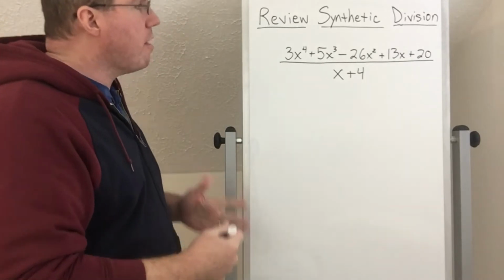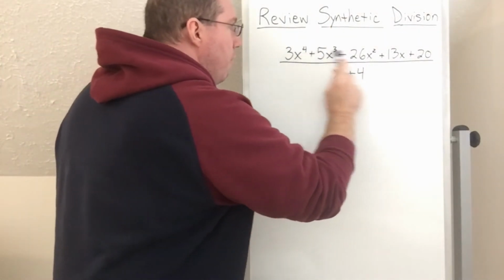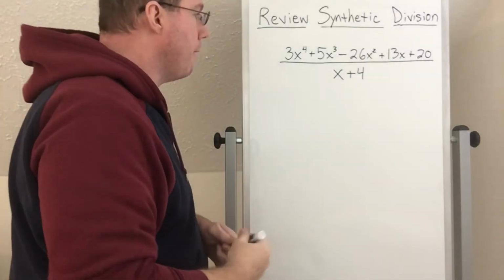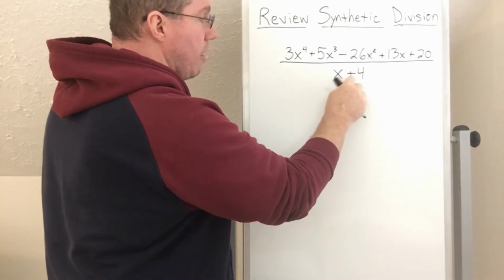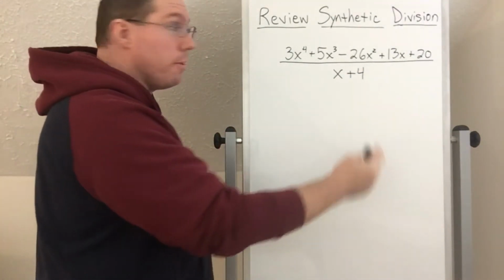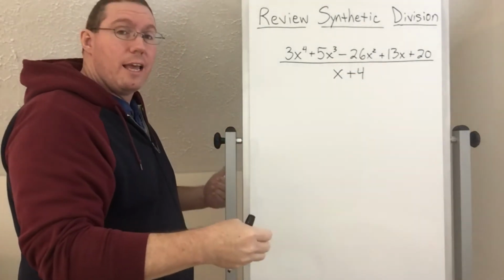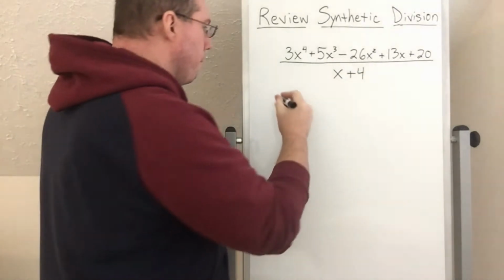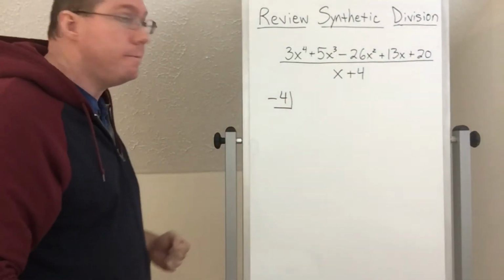All right, so let's say that we wanted to divide x plus 4 out of this huge polynomial, okay? So remember, what we would do is we would have to take the 0 of this x plus 4, which is basically the opposite of whatever this number is. So this is plus 4, so we would take the value negative 4 and we would put it in what we call a half box, right?